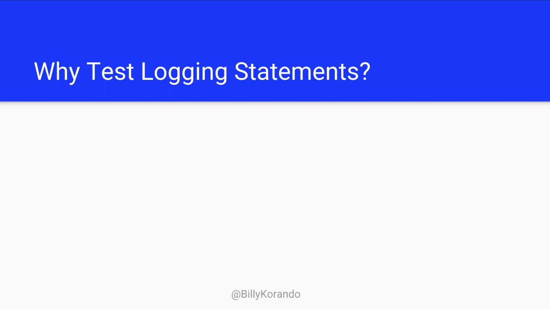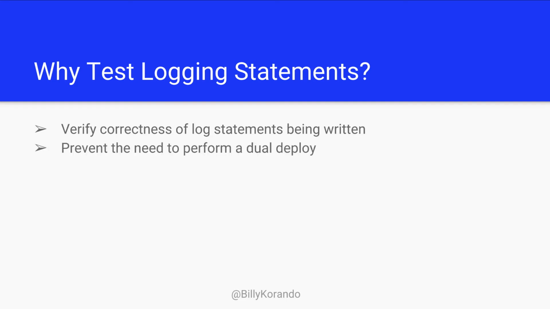So of course, any time we write automated tests, we want to verify the correctness of our code. And in this case, we're verifying the correctness of the logging statements being written. We would typically only need to do this if we're doing something besides writing either a static string to our log or writing out a stack trace. So if you're actually taking values from an object, that would be a time when you want to test your logging statements. But the big reason we would want to do this is to prevent a dual deploy.